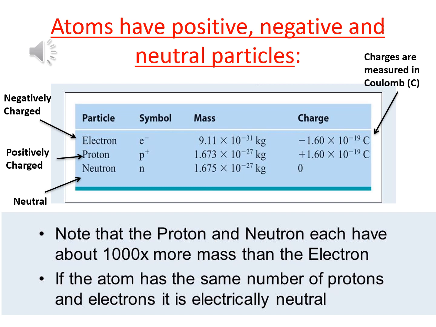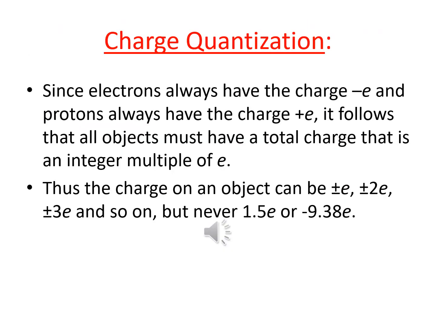You are responsible to know these values in order to be able to solve the problems and the exercises we have in this section. Note that the proton and neutron each have about 1,000 times more mass than the electron, so they are much heavier than electrons. If the atom has the same number of protons and electrons, it is electrically neutral. So, as we might conclude, if it has more electrons, it will be negative, and if it has more protons, it will be positive. Also, we have to know that charges are measured in coulombs. The unit of a charge is coulombs, designated by a capital letter C.